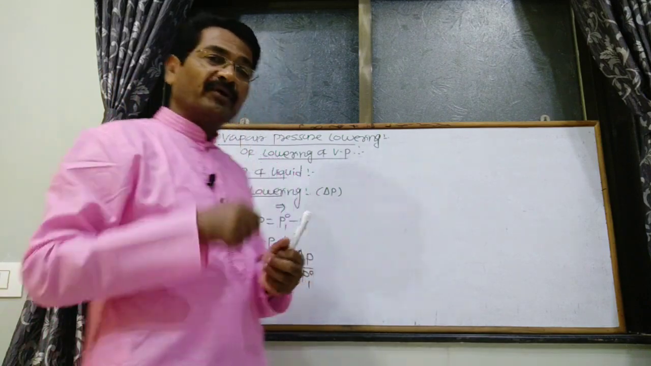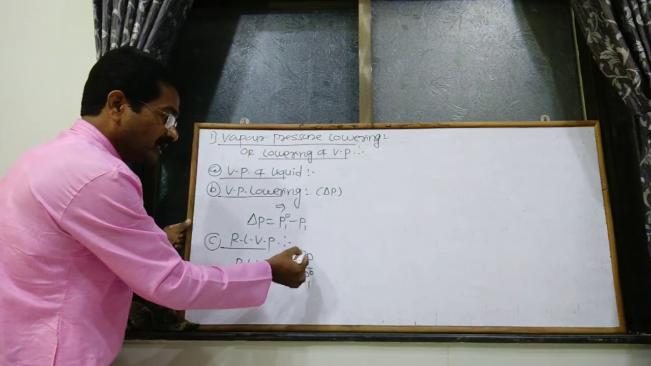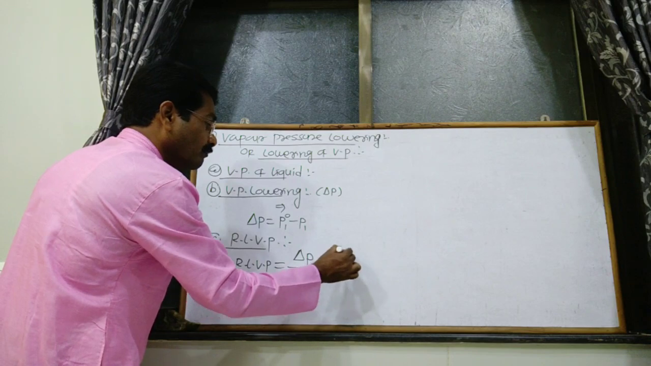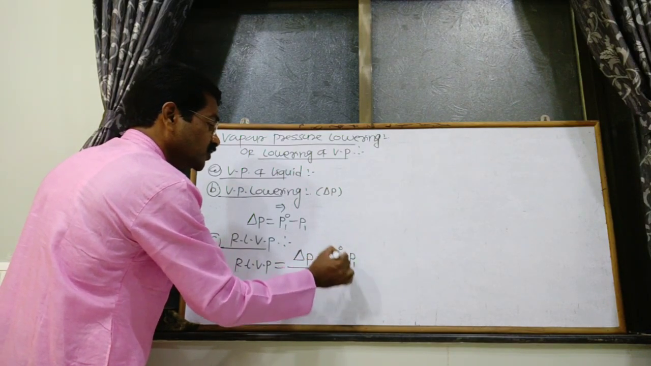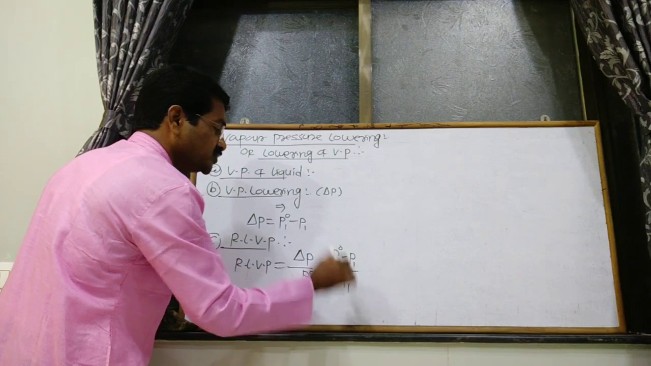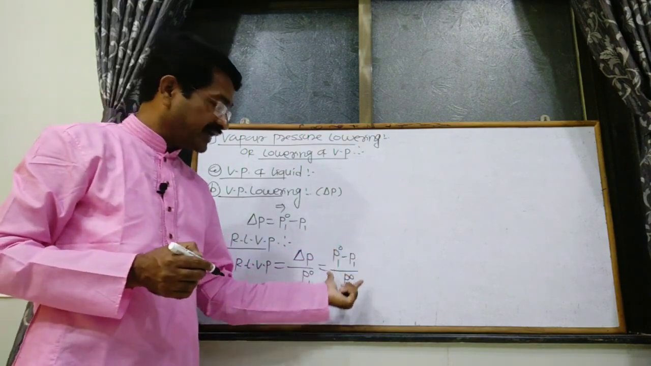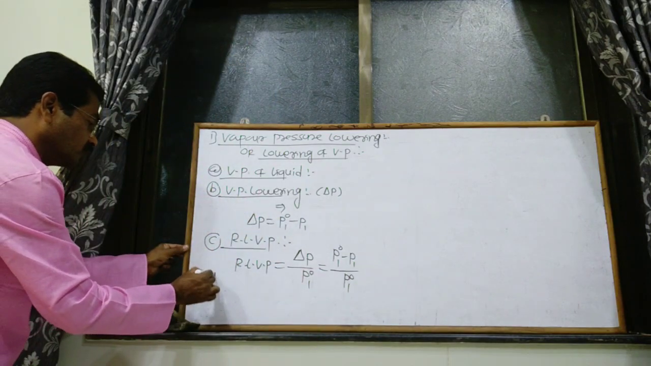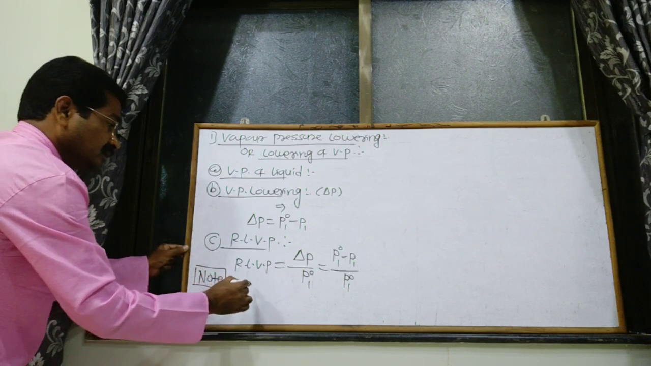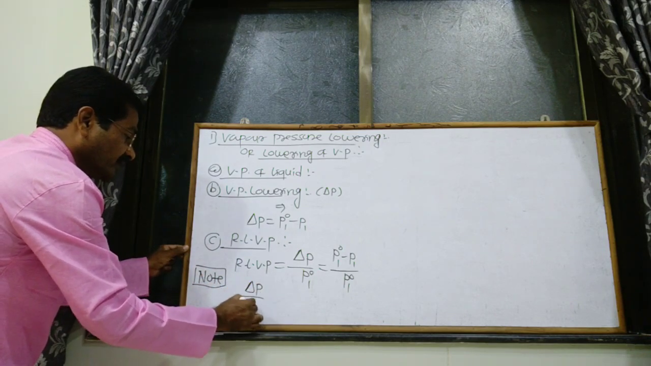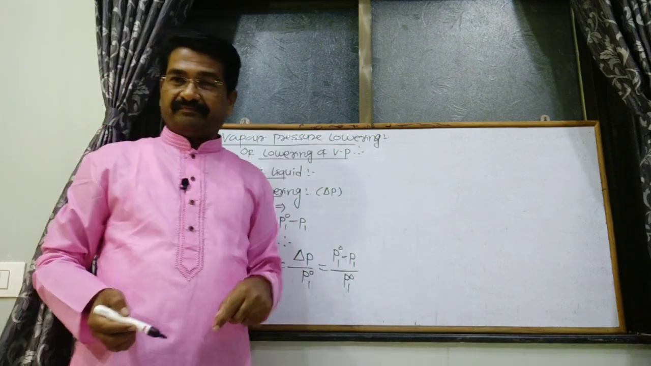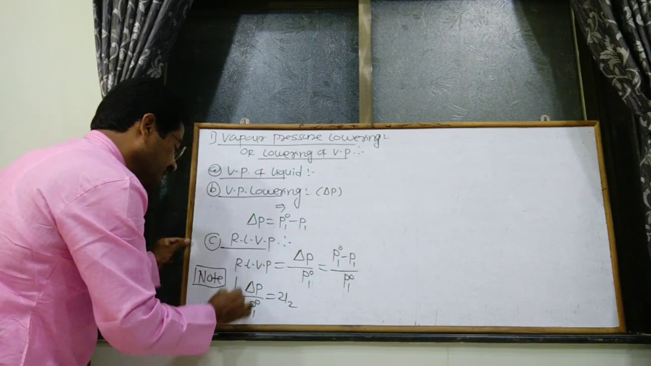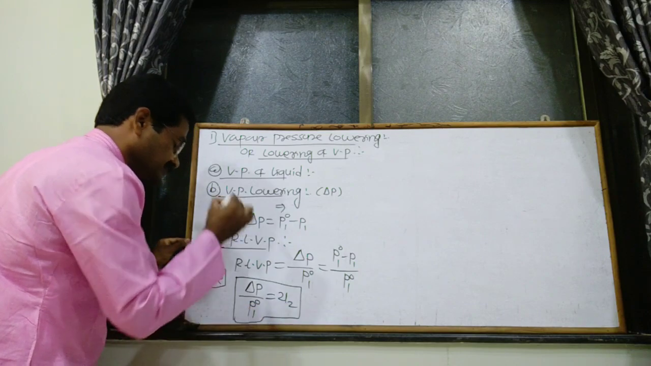But note another point. RLVP is equal to delta P upon P01. But delta P is equal to P01 minus P1, so RLVP is equal to P01 minus P1 divided by P01. This formula can also be written this way. But here one note is mentioned. What is that note? Delta P upon P01, that is the relative lowering of vapor pressure, is equal to X2. This is a very important equation.